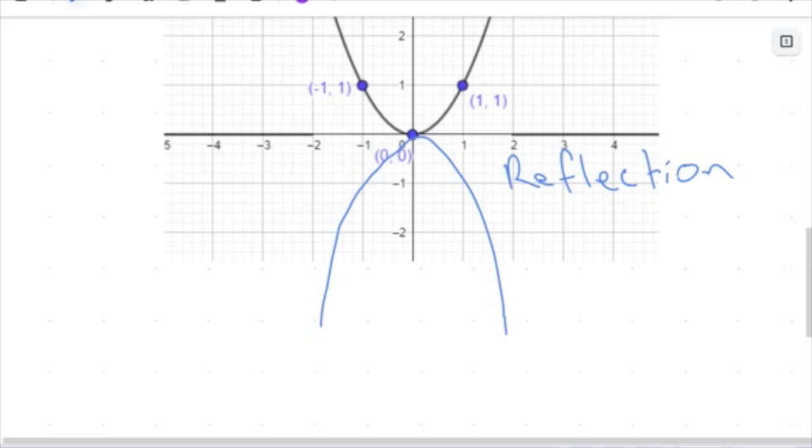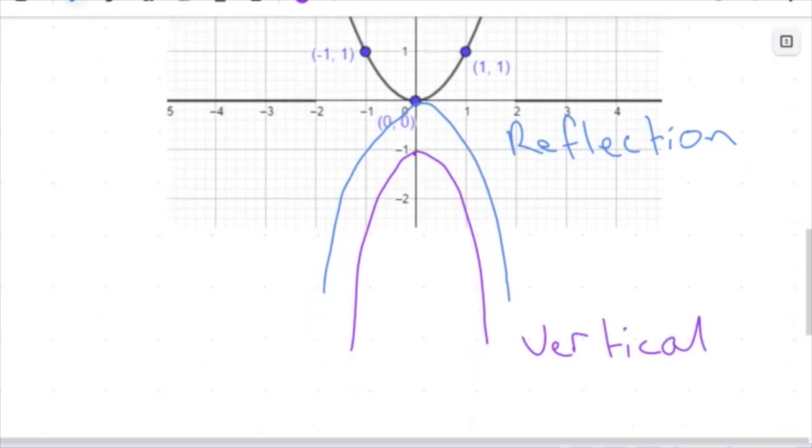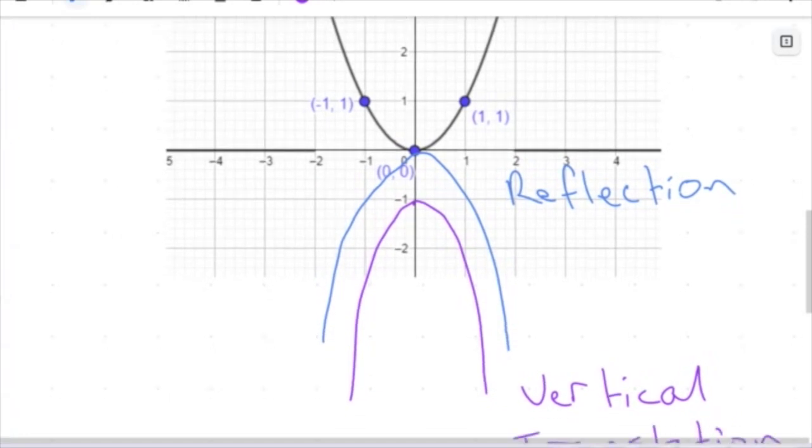Down here. So my new parabola becomes something like this. And this is now my vertical translation. Okay. And just because we need to give a couple of points for scale here, I want to just find my y-intercept and the coordinates of my turning point.